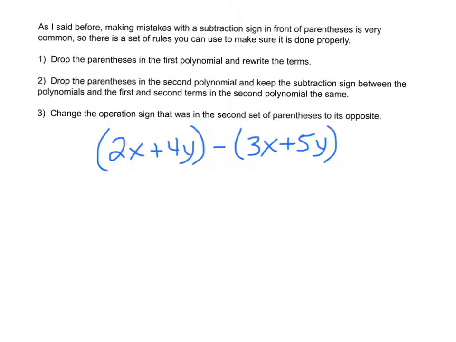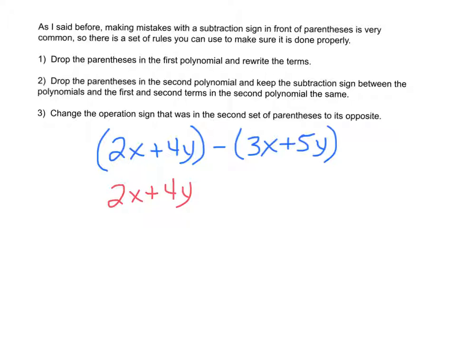As I said before, making mistakes with a subtraction sign in front of the parentheses is very common. So there is a set of rules you can use to make sure it is done properly. And I'll follow these 3 steps with the example that I have. First of all, I'm going to drop the parentheses in the first polynomial and rewrite the terms. So I just have 2x plus 4y.